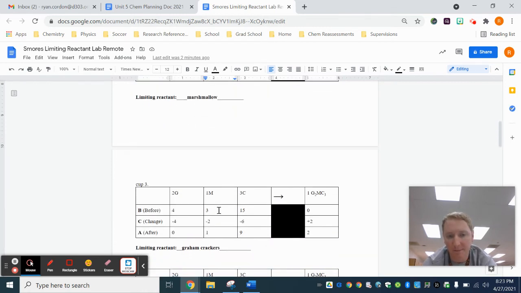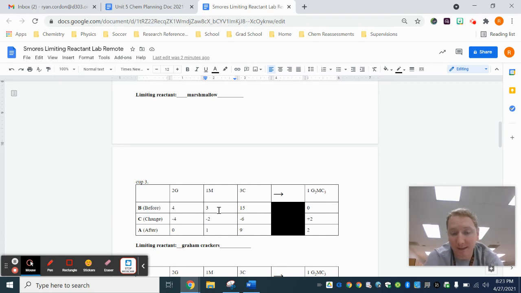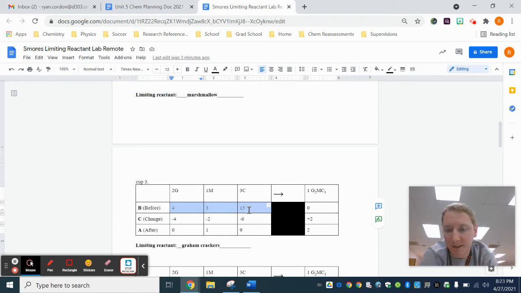Now, cup three is a great example of how it's not necessarily the thing we have the least amount of, right? We started with three marshmallows. That was the least amount out of any reactant, and yet we still had some left over. So again, we need to think about what's happening each time the reaction occurs, as well as how much of each we start with. Putting those two pieces of information together will be really helpful in predicting which will be the limiting reactant, which will run out first.